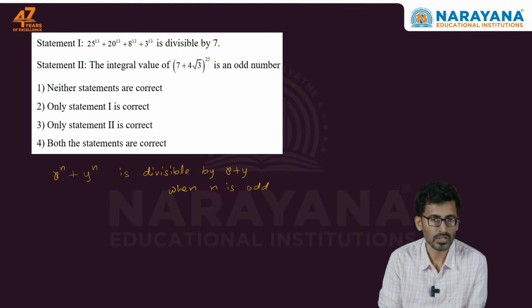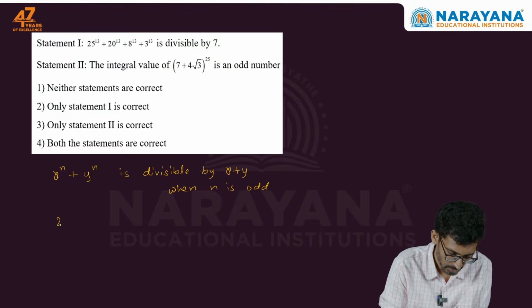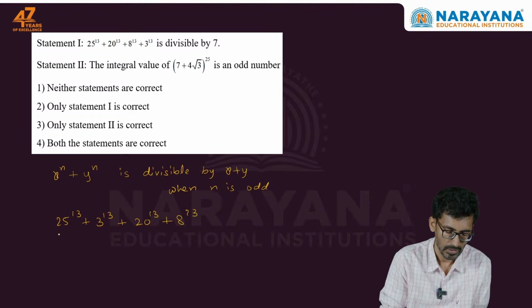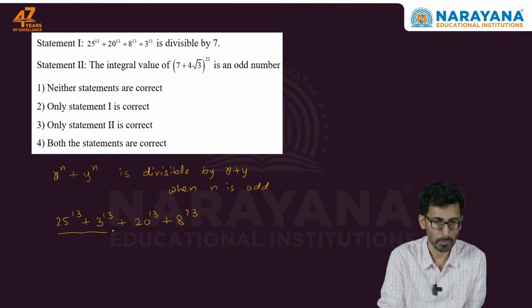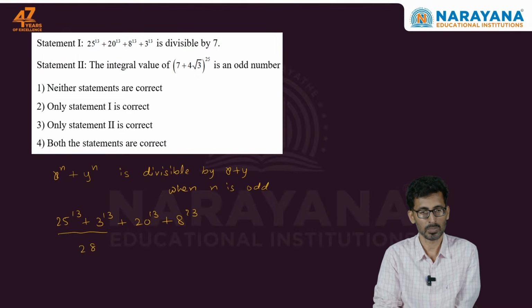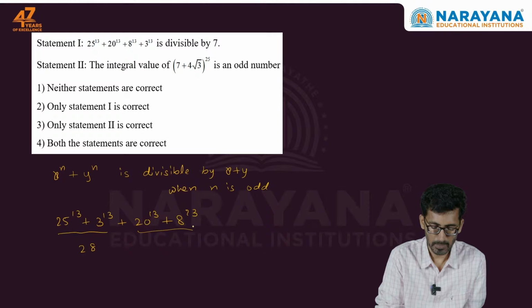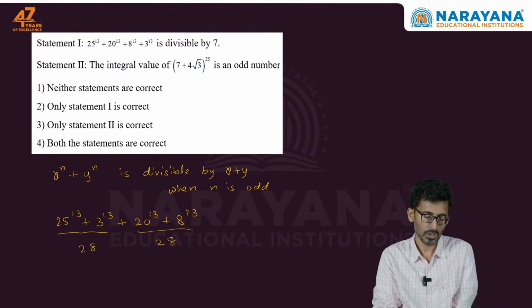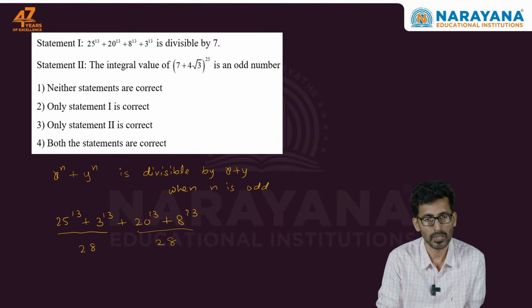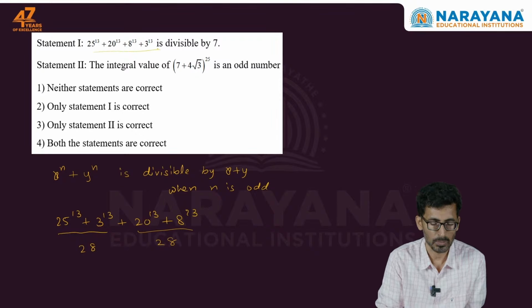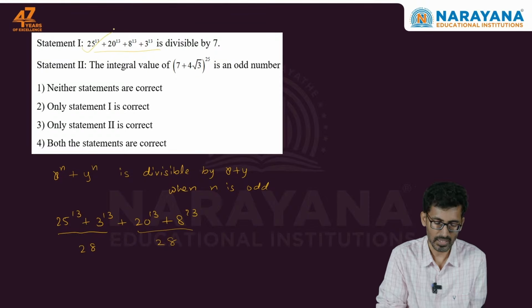So here what I will do is regroup the terms. I will write 25 power 13 plus 3 power 13, then I will write 20 power 13 plus 8 power 13. So here we have the form x power n plus y power n, which is divisible by x plus y. So it is divisible by 25 plus 3, which means it is divisible by 28. And here also x power n plus y power n is divisible by x plus y, so it is divisible by 28. So both these terms are divisible by 28, which means the whole term is divisible by 28, or divisible by 7. So statement 1 is correct.